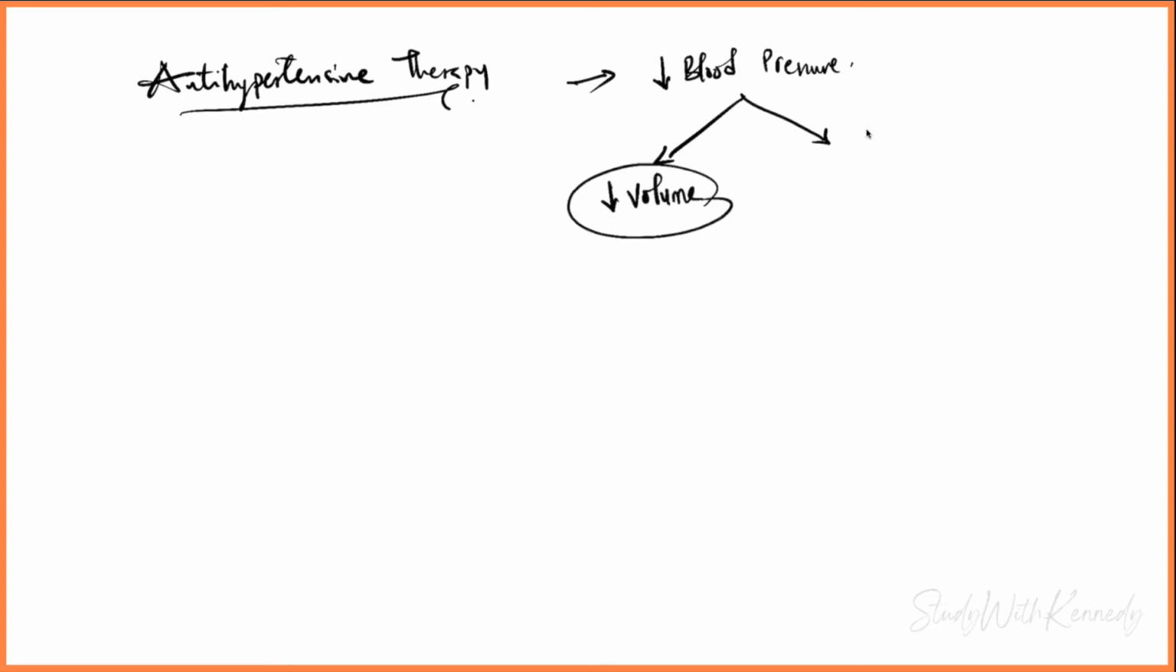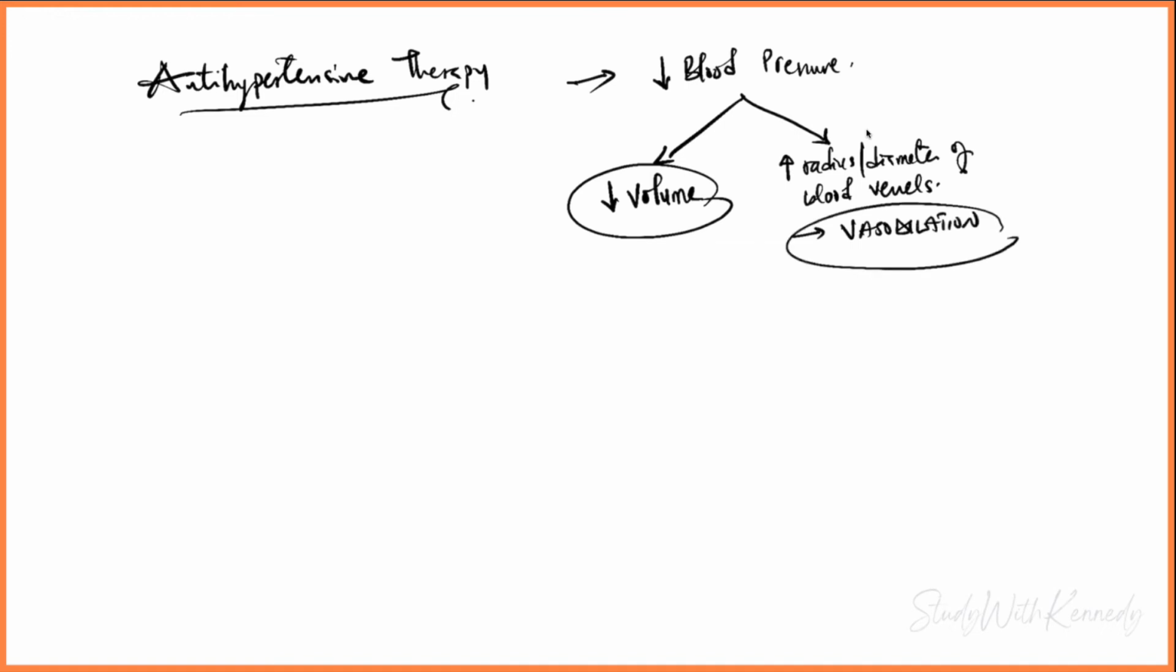Just think of it like you have a water pipe and you have water flowing in that pipe. If you reduce the amount of water that flows through the pipe, the pressure within the pipe will drop, right? So by decreasing volume, we can manage blood pressure. The other way is to increase the radius or the diameter of blood vessels. Basically, vasodilation. So these are the 2 major ways to reduce blood pressure.